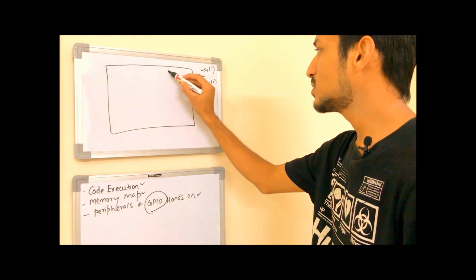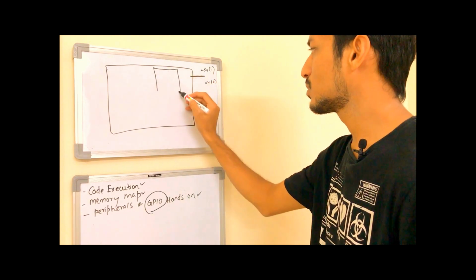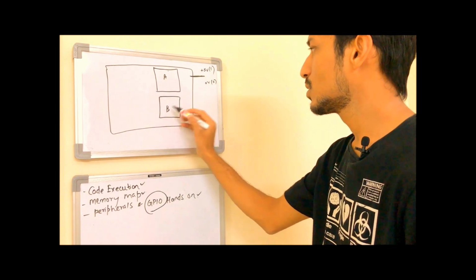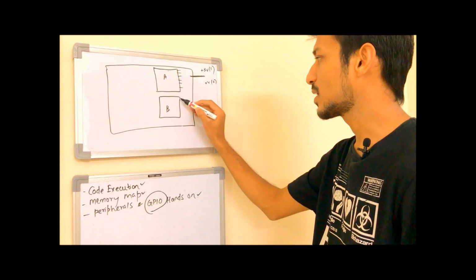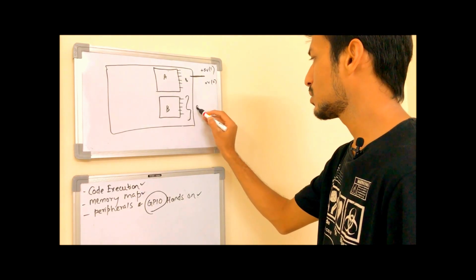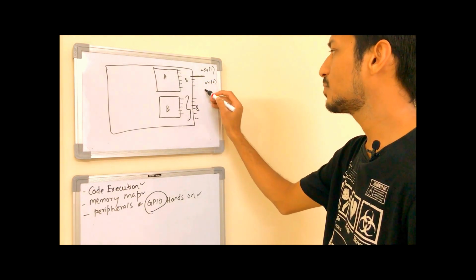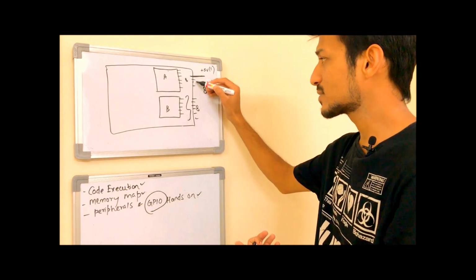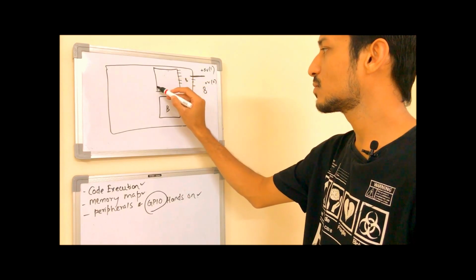GPIO is again divided into some ports. So let's say there's a port A and there's a port B. Port A can have many pins and B can have many pins. Let's say there are 8 pins in port B and 8 pins in port A. Now, to access each pin, there will be some registers.